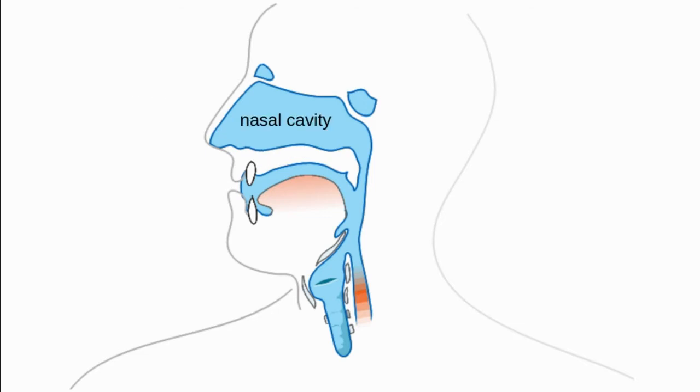Next, we jump up to that big space above the roof of the mouth. This is the nasal cavity, the space inside and behind the nose. Now, speech doesn't move anything around in the nasal cavity, but there are some sounds, we call them nasal sounds, where air is allowed to pass through this space. For other sounds, they're called oral sounds, the nasal cavity is blocked off.